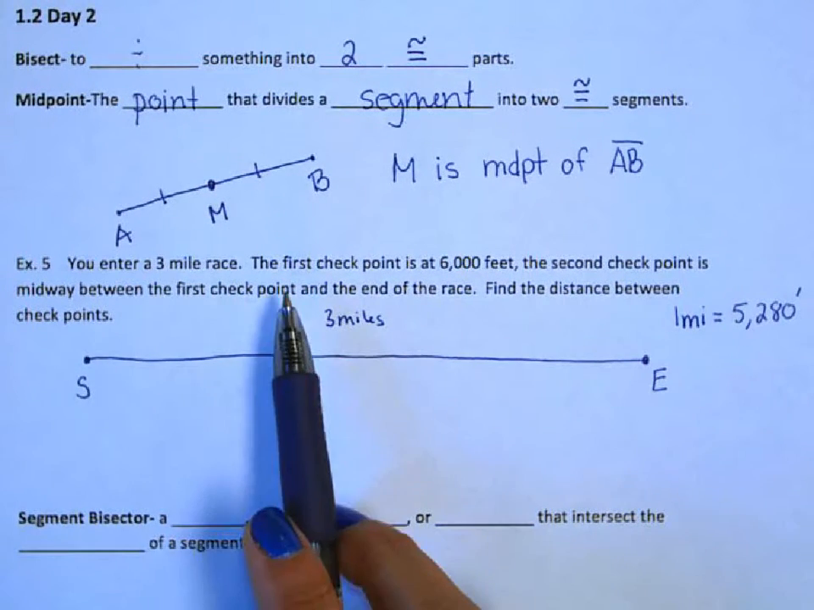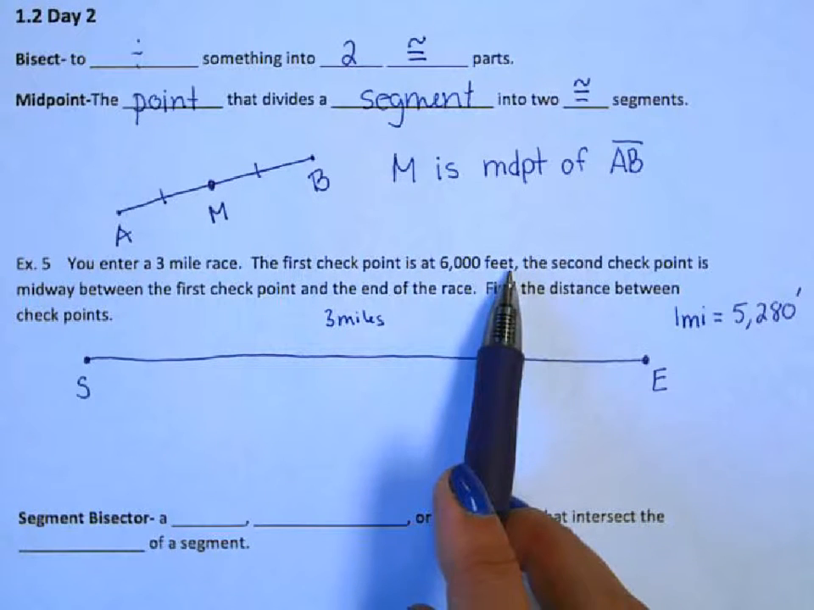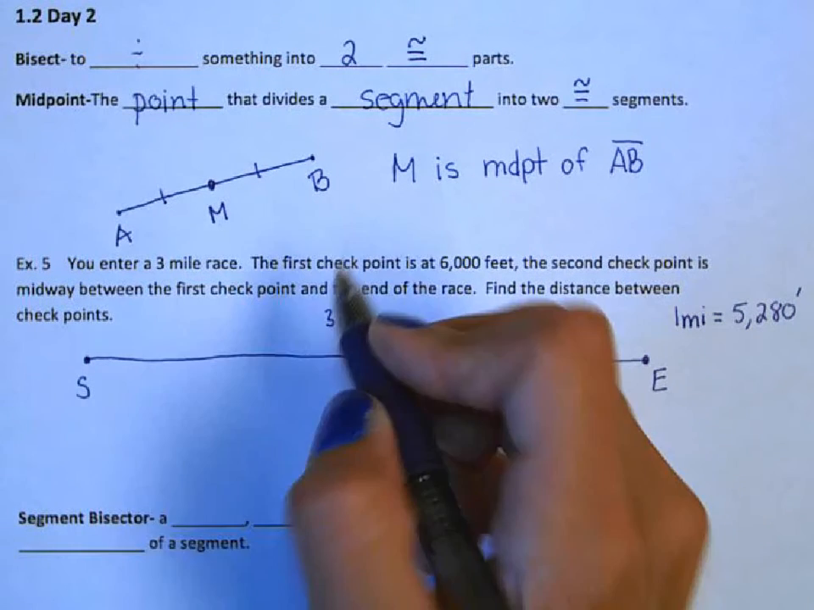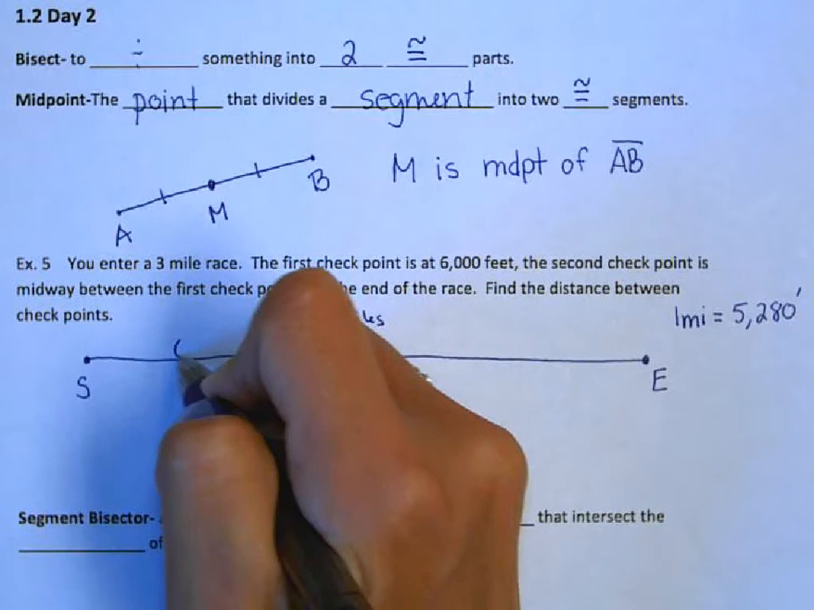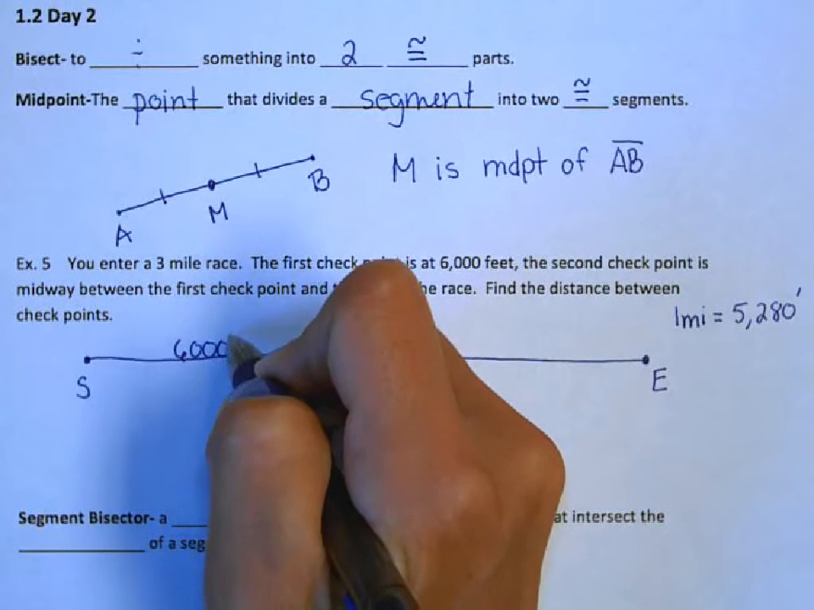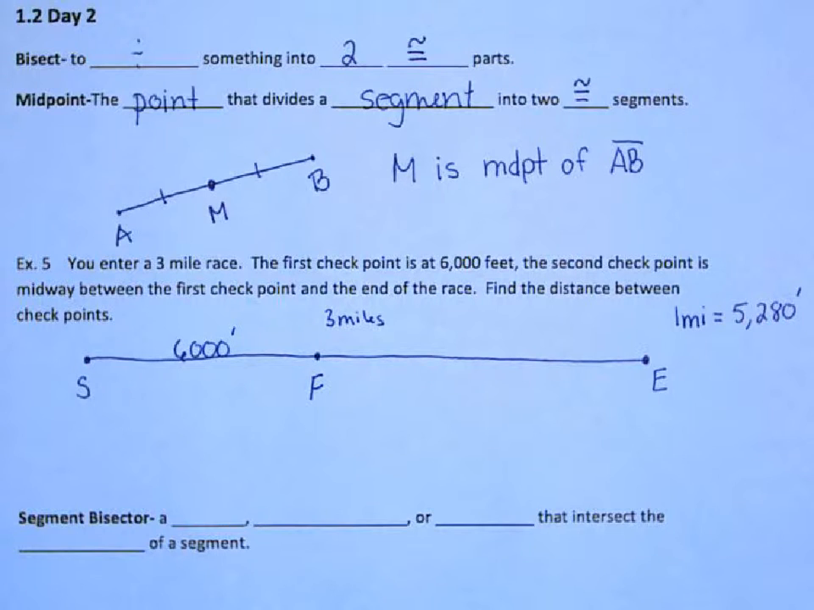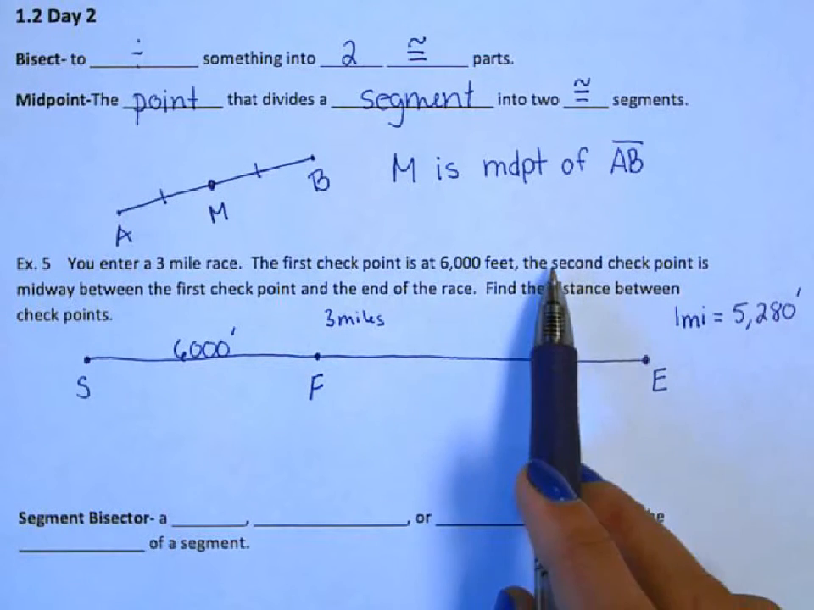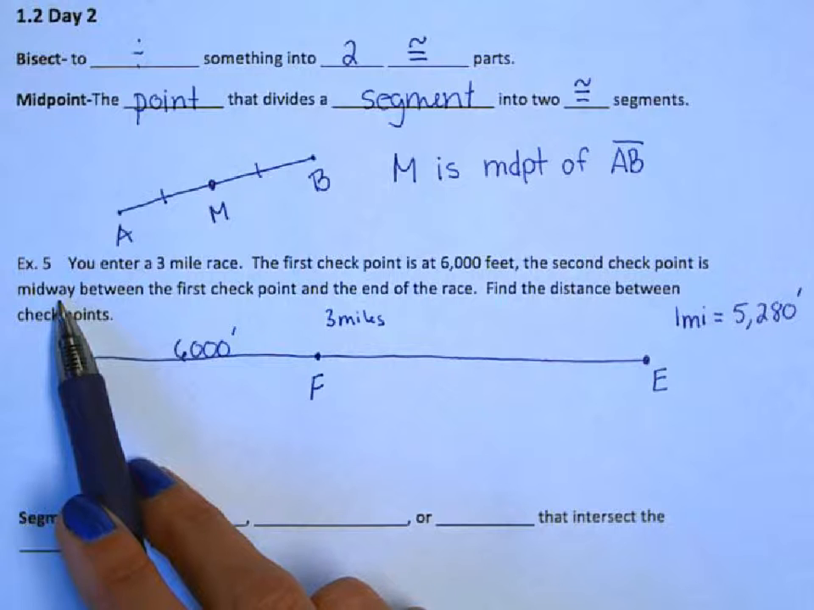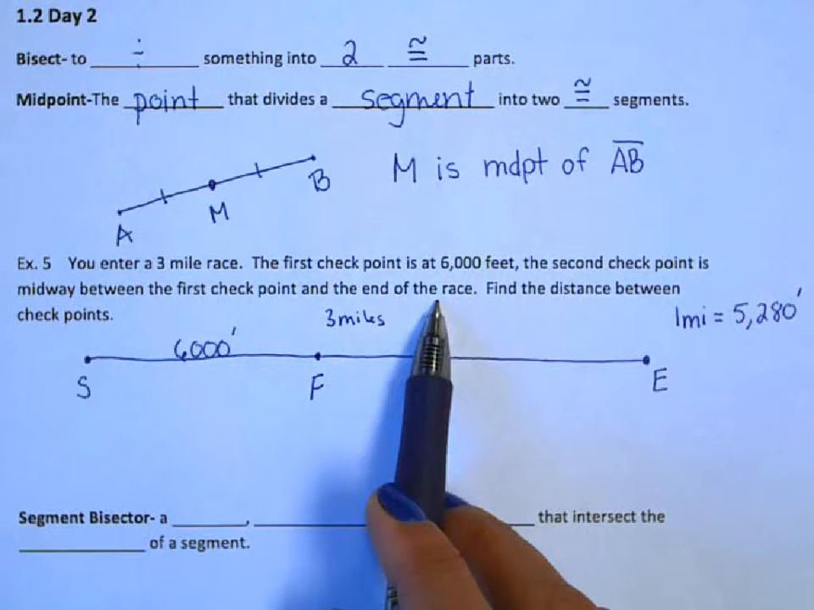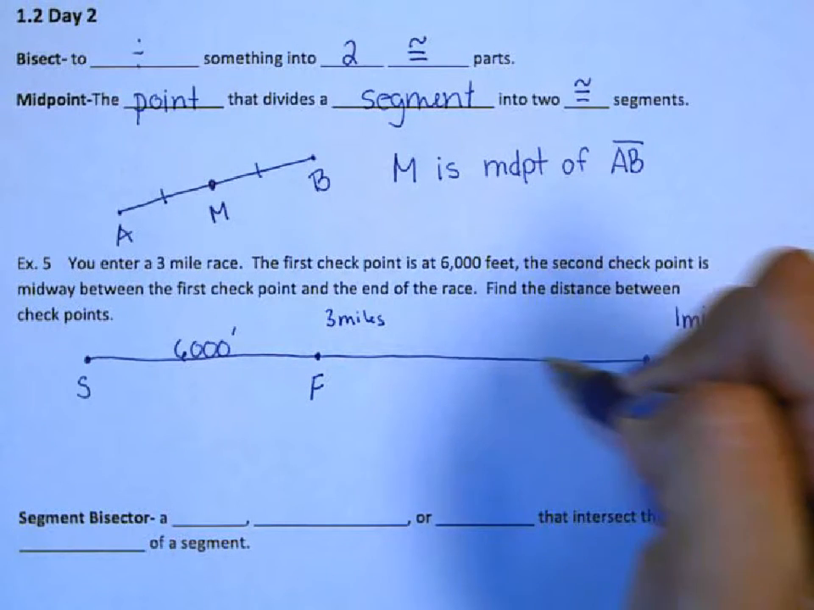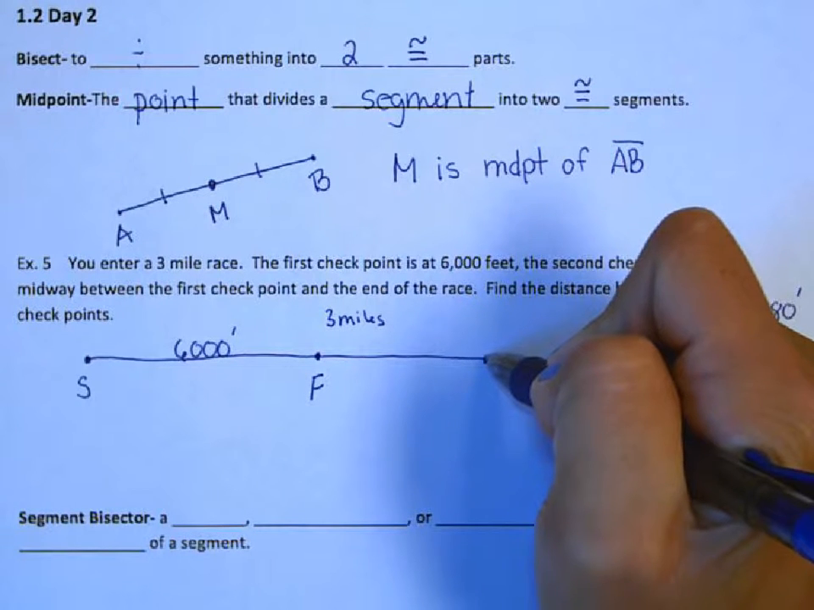All right, so what do I want to add to my picture here? It says the first checkpoint is at 6,000 feet. So I'm just going to estimate what 6,000 feet is. I'm just going to call it right here. I'll use F for first, 6,000 feet. Then it says the second checkpoint is midway. What does midway mean? Right in the middle. It's midway between the first checkpoint and the end of the race. So we'll call it right there.